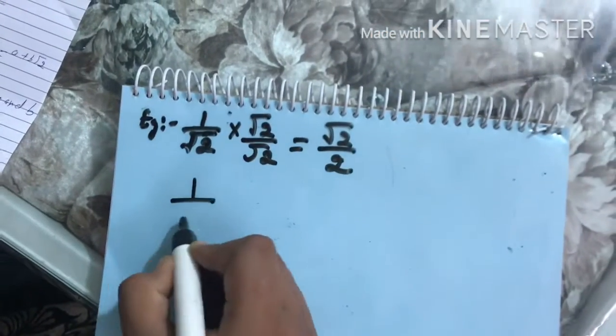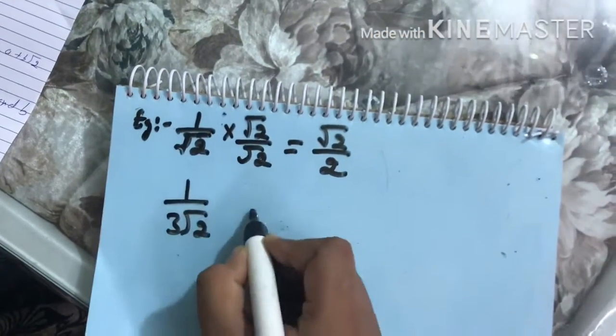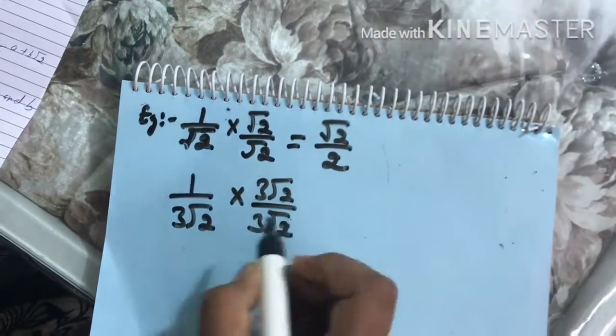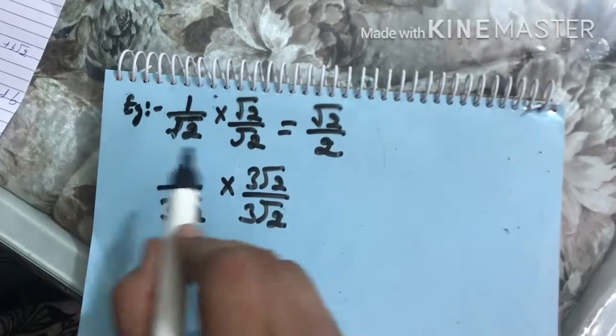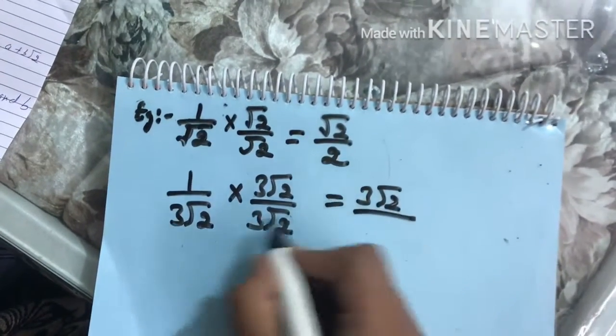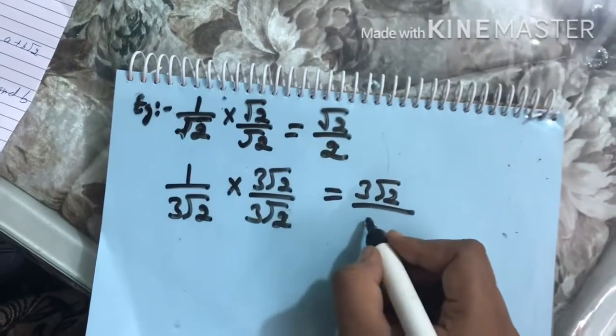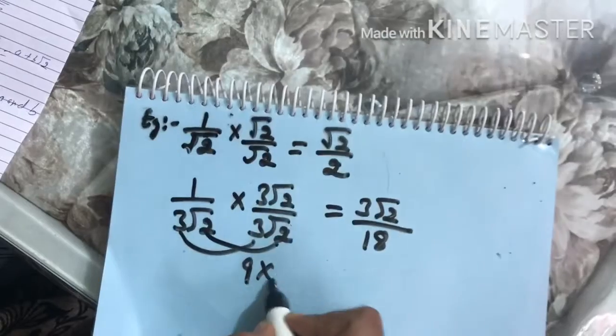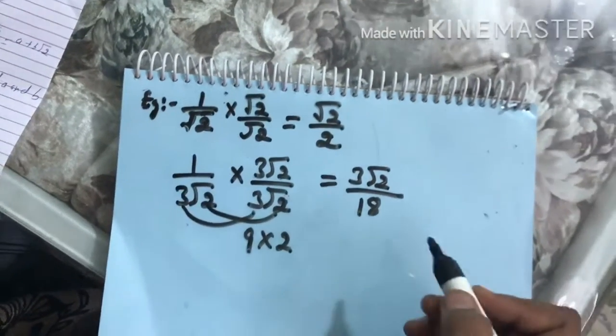Let's take one more example. 1 by 3 root 2. So what are you going to do? Multiply and divide by root 2. If there is a single term, the rationalizing factor is the same. So it will become 3 root 2. 3 3s are 9 and 9 2s are 18, because 3 into 3 is 9 and root 2 into root 2 is 2. So 9 2s are 18.